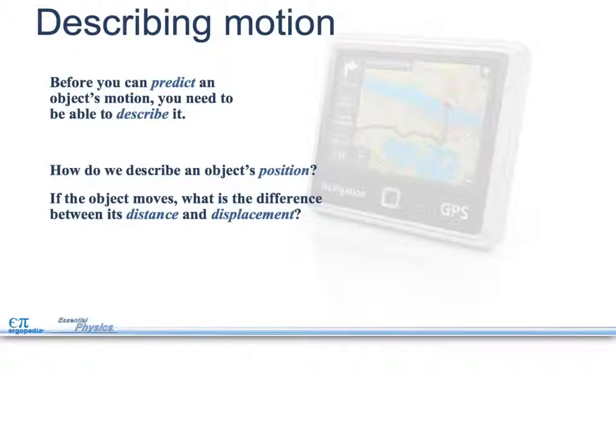All right, describing motion. Before you can predict an object's motion, you need to be able to describe it. How do we describe an object's position? If the object moves, what is the difference between its distance and displacement?